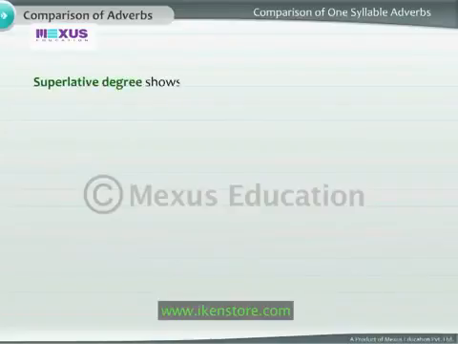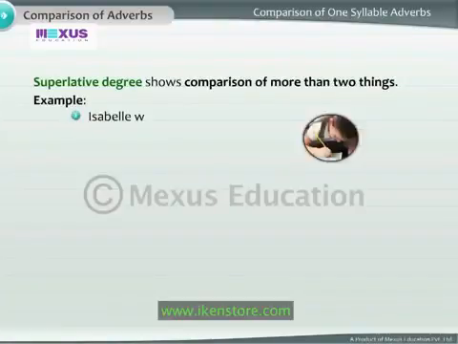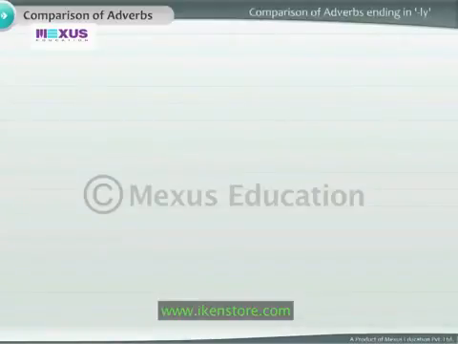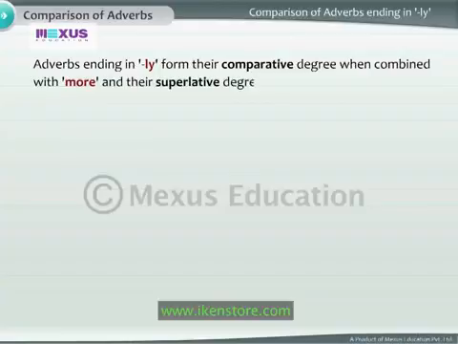Superlative degree shows comparison of more than 2 things. For example, Isabel works the hardest of all. In this sentence, the word hardest is the superlative degree of adverb. Adverbs ending in ly form their comparative degree when combined with more and their superlative degree by adding most.